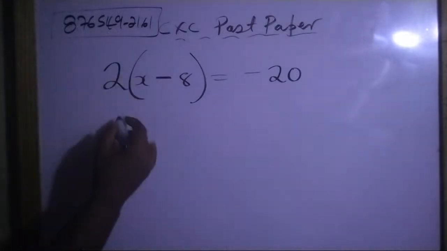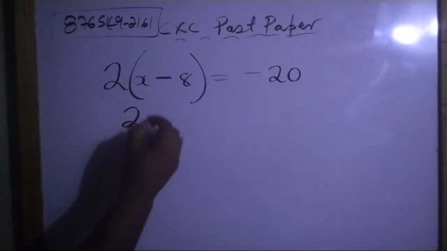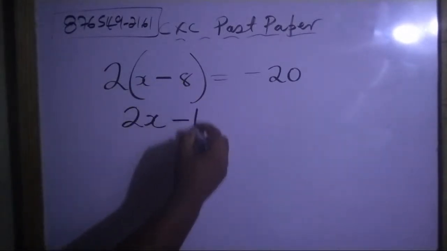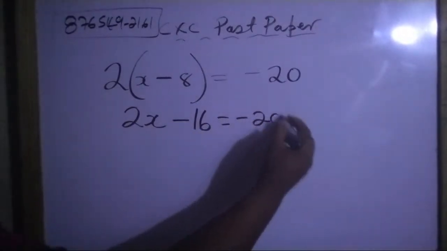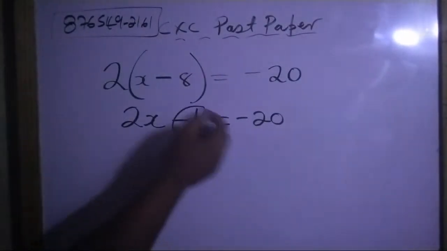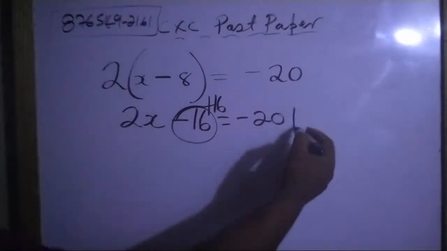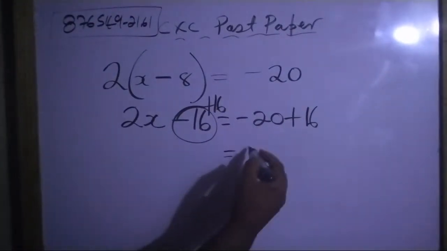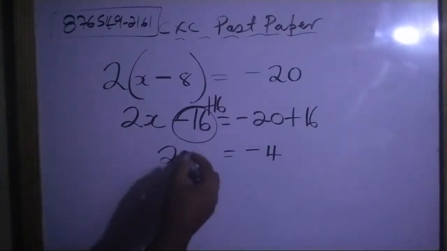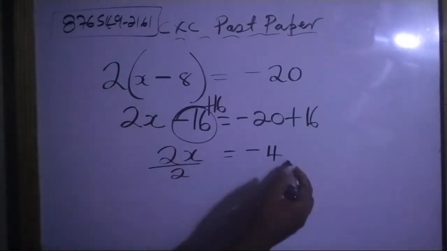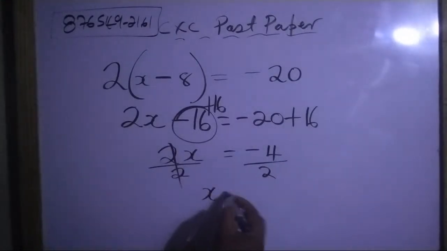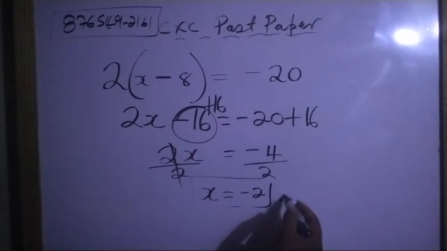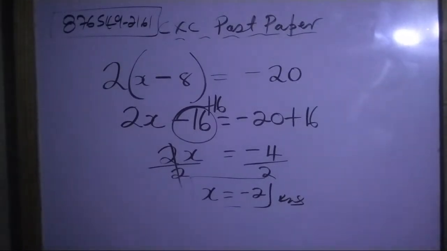So we have 2 times x, which is 2x. 2 times negative 8, that's negative 16. And then we have negative 20. So because this is negative 16, we're going to add 16. And of course, this will give us negative 4. And then we divide by 2. So yes, it is indeed negative 2. Good job, guys. Remember, this is part 1, guys. We're going to do it again.